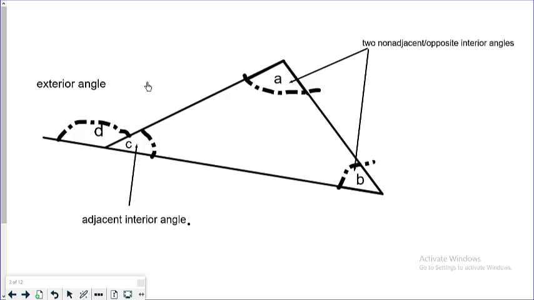So this is the labeling of our diagram. We are saying that as soon as we have an exterior angle, then we have an adjacent angle C to the exterior angle D. And also we have two non-adjacent interior angles, which are A and B, that are opposite to exterior angle D.